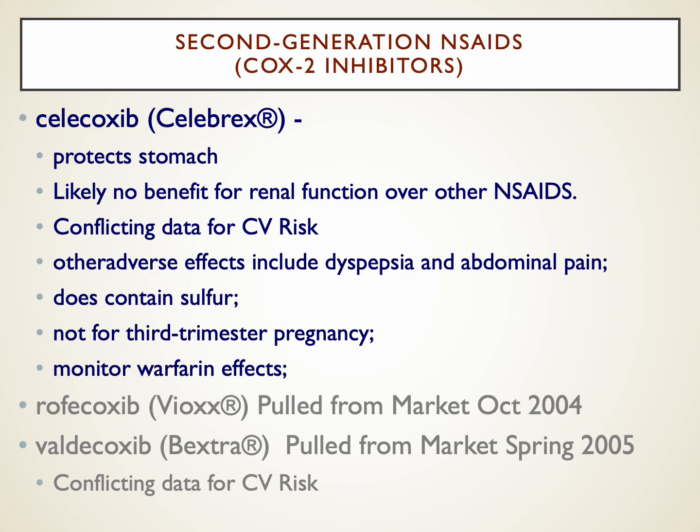So of these second-generation agents, only celecoxib is available. It probably has no benefit for folks with renal risk compared to any other NSAID. Its only advantage really is lower risk for GI bleed. Otherwise, the same risks as other NSAIDs.